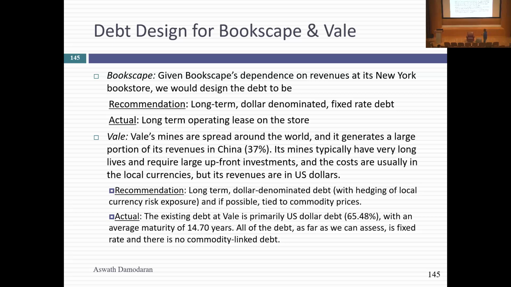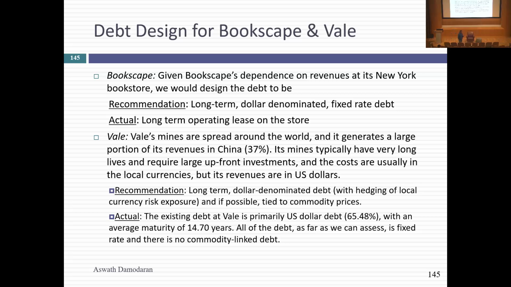Now for Vale, what they have is what I would leave them with, because the right kind of debt for them should be debt that's matched up to their mines. Dollar debt looks like the lease does that. For Vale, their actual debt is 65% in US dollars, with an average maturity of 14.7 years. It's long-term dollar debt. Now, if I were looking at their cash flows, I would expect the debt to be dollar debt. Why? Because it's a commodity company. It gets its revenues in dollars. I'd expect it to be long-term. Why? Because mines are long-term investments.